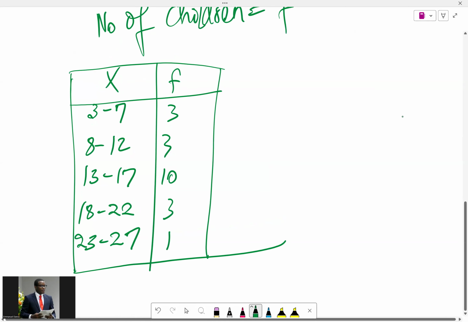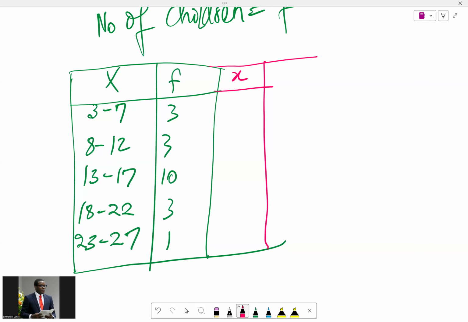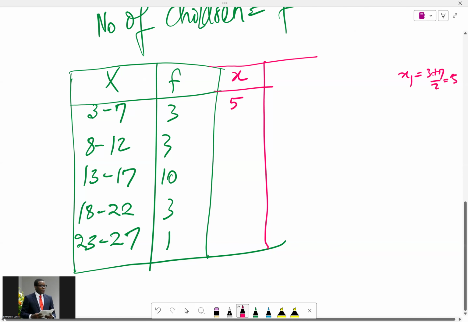So now what we want to do will determine what exactly we need. For instance, first of all, we always need the midpoint, also known as the class mark. Since it's something we are doing ourselves, let's call that small x as opposed to the big X that we had before. The first one is 3 plus 7 divided by 2. That's 5, right? So this should be 5.